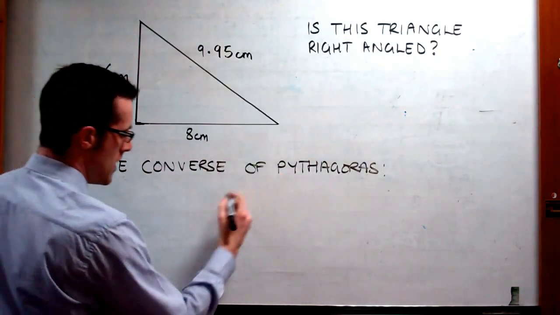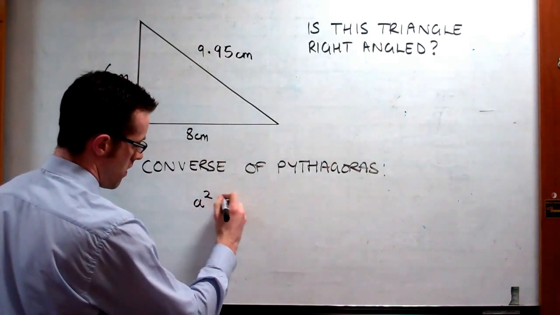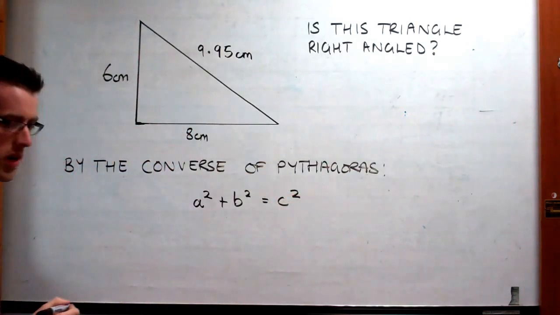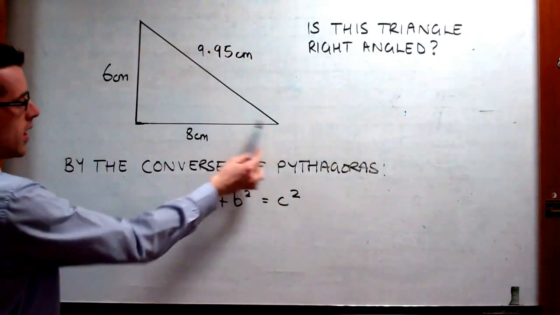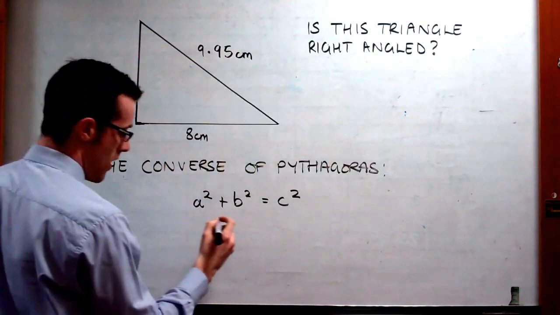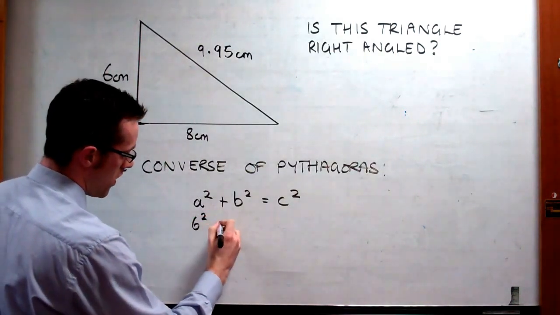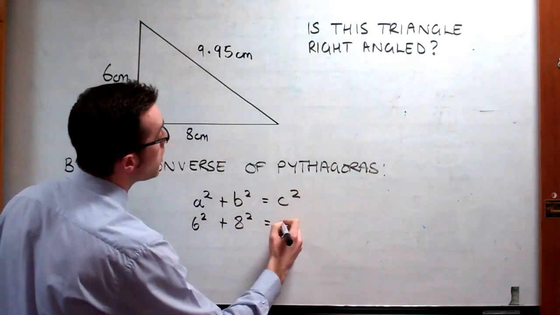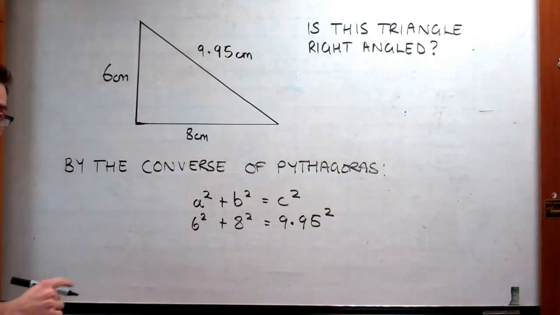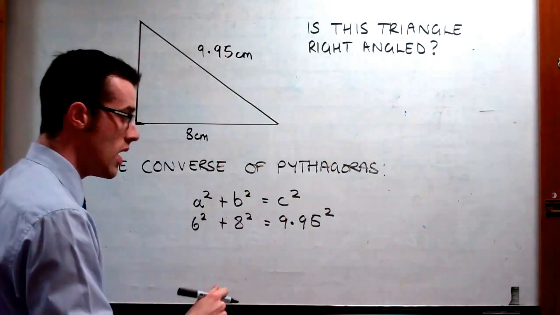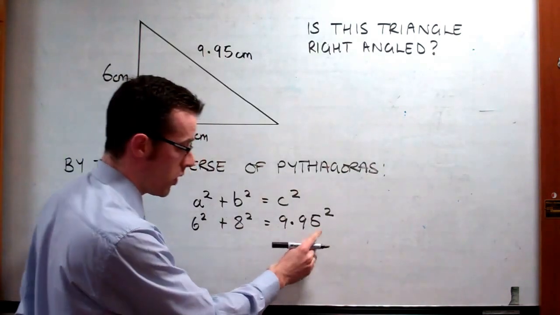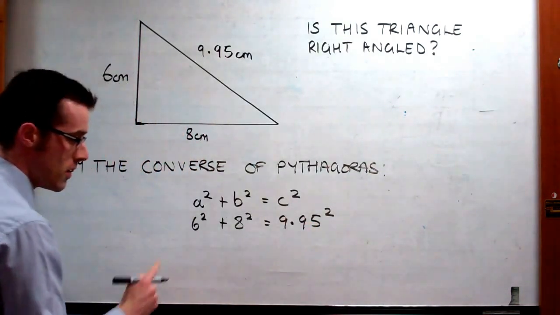So we're going to start off by using the letters of the theorem. So a squared plus b squared equals c squared. Remember, a and b are the legs, and c is always the hypotenuse. So if we put in the numbers, substitute them in, we're going to get 6 squared plus 8 squared equals 9.95 squared. And that should work if the triangle is right angled, okay? So if the triangle is right angled, then 6 squared plus 8 squared will equal 9.95 squared. Now we're going to try that out.